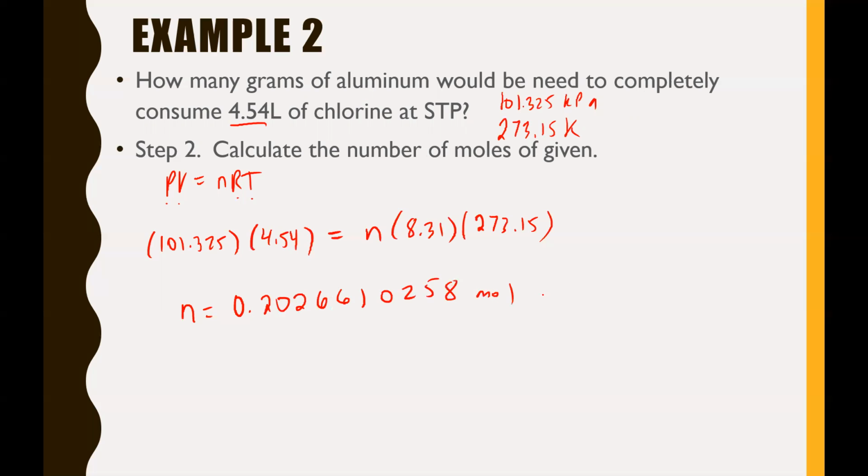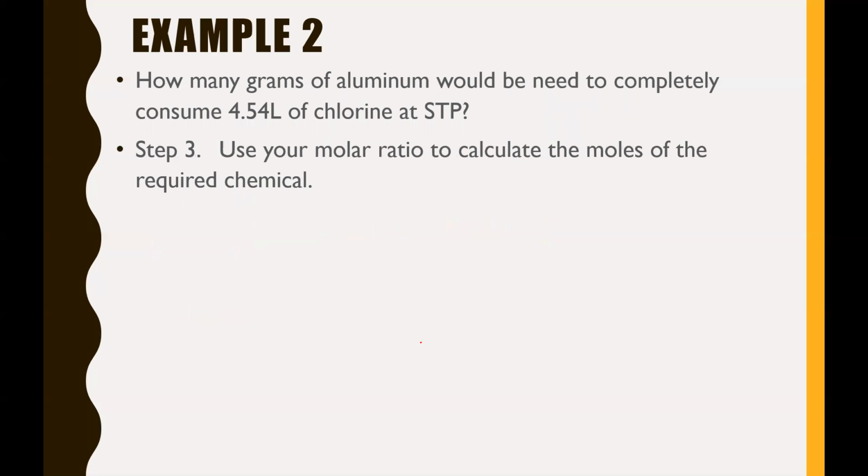0.20266100258 moles. And just so we take inventory of stock of this, this represents the number of moles of chlorine. So that's our Cl2, that's our chlorine gas. Okay, step 3. Use your molar ratio to calculate the moles of the required chemical.